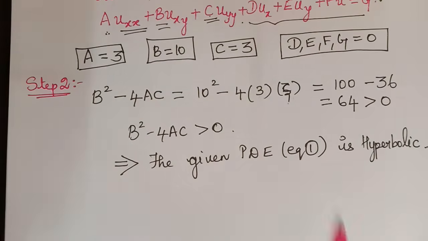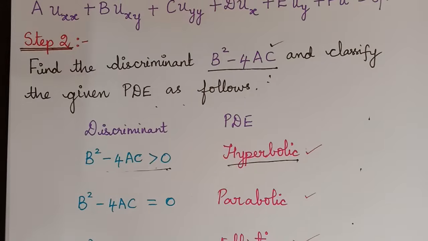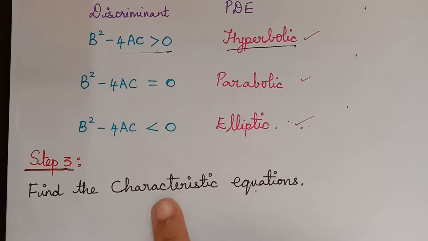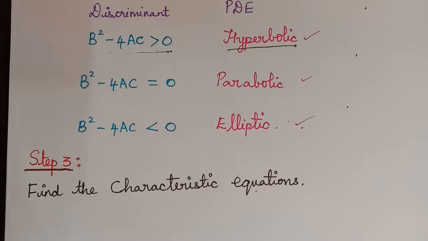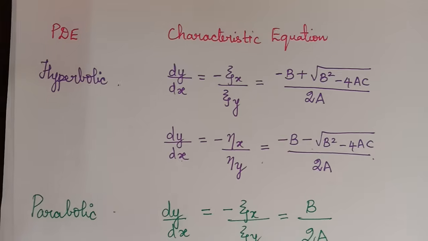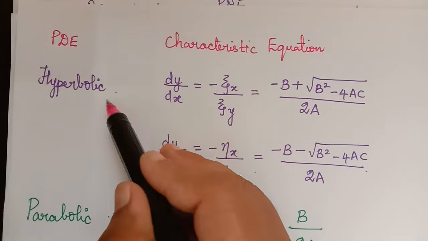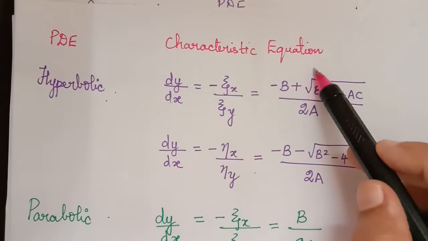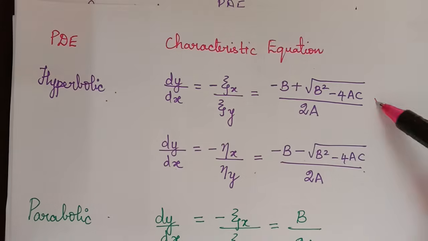Next we have to move on to step 3. So what does step 3 say? We have to find the characteristic equations. Now we have classified the given PDE as hyperbolic. So if it is hyperbolic, then the characteristic equations are given by these two.